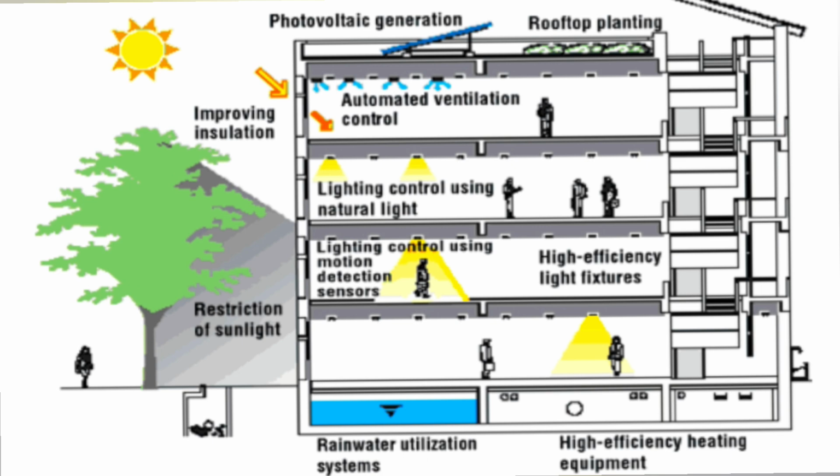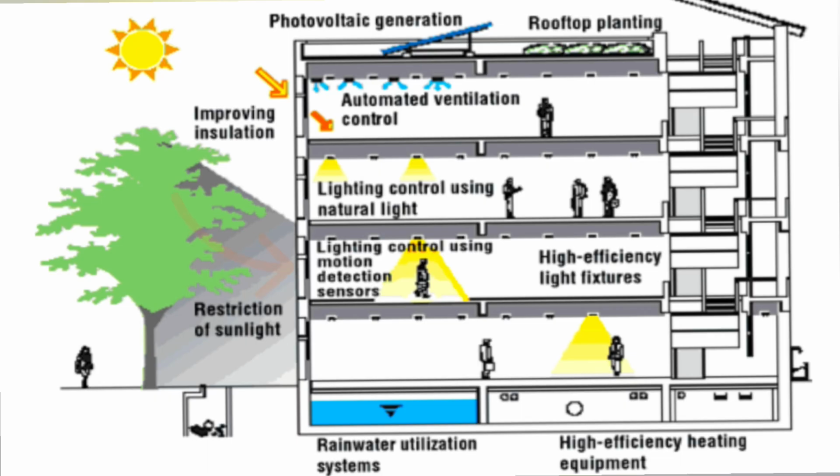Next, we are moving to the sixth one, that is lighting control using natural light. So there should be some kind of arrangement whereby natural light is allowed to stay inside your building for a longer time. You need not rely solely on artificial lighting like CFL or incandescent bulbs. So that is another important factor.